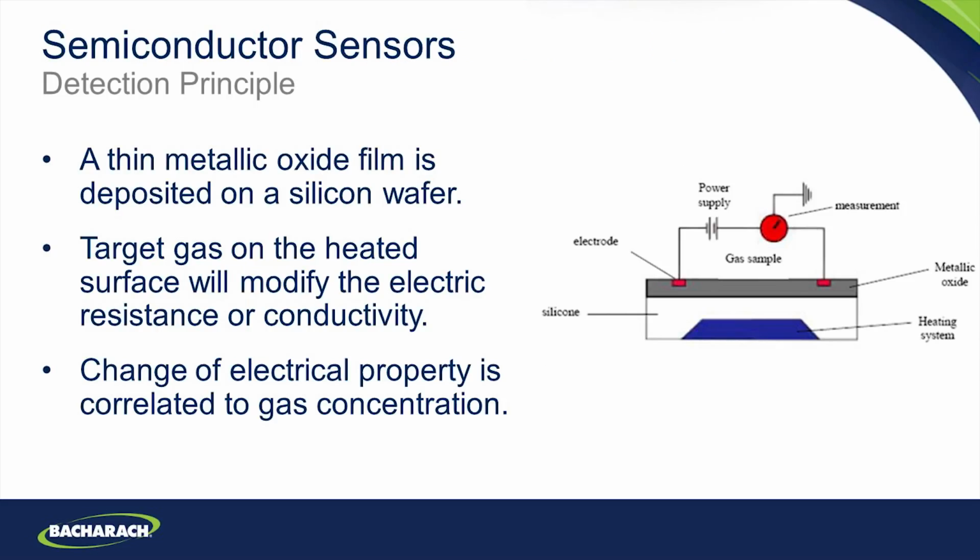Semiconductor sensors work on an entirely different principle. A thin metal oxide film is on a silicon wafer within the sensor, and the target gas that you're looking to measure will cause a reaction on the surface of this metal oxide, which changes the resistance or the conductivity across that metal oxide film.